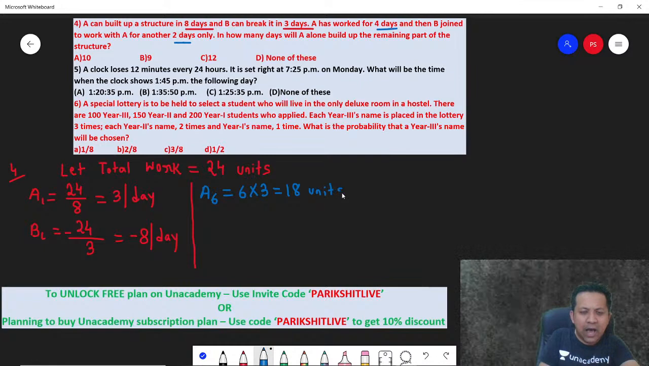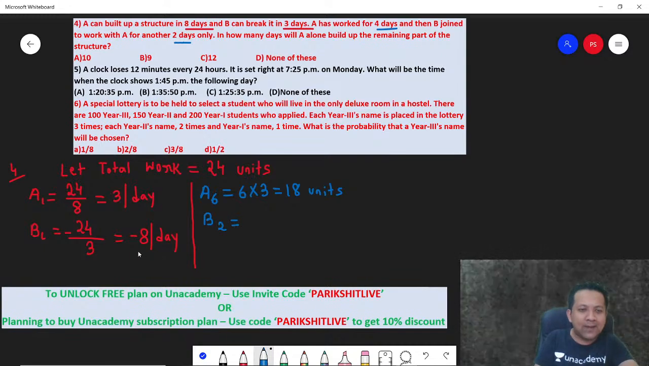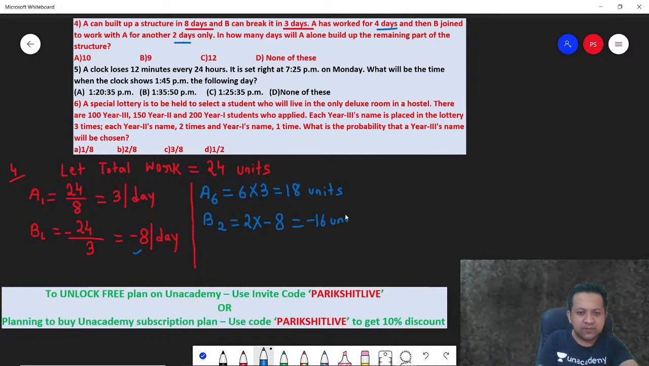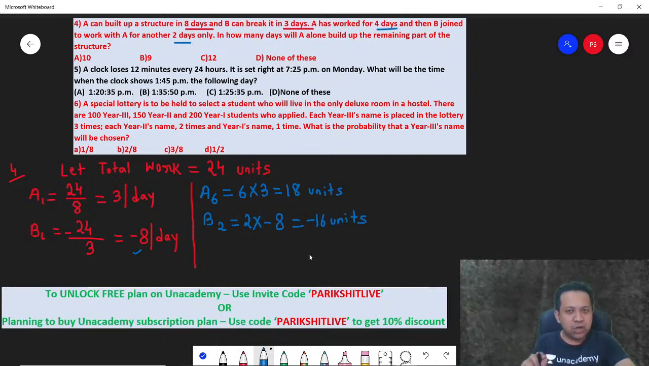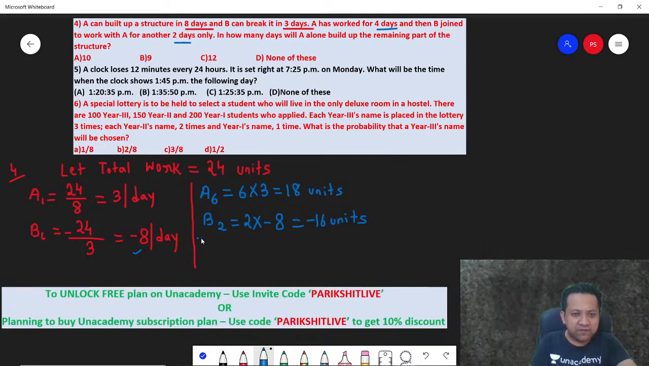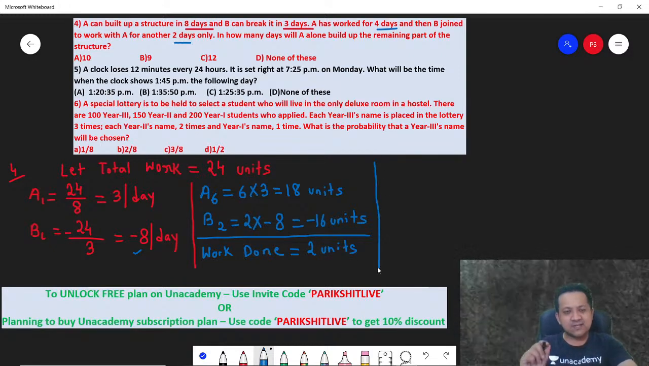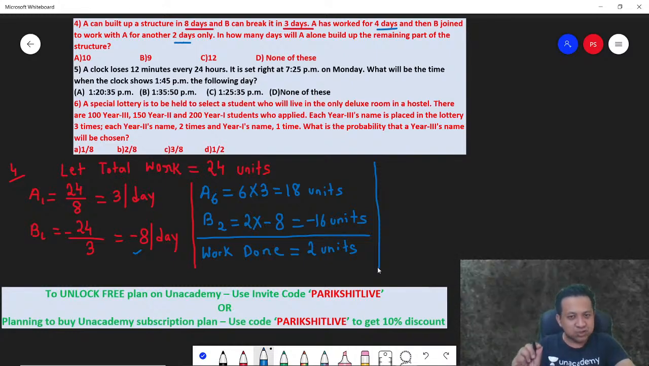18 units. How much work does B do? B works only for 2 days. So remember, 1 day, B breaks 8 units. So in 2 days, B would have broken 2 into minus 8, so minus 16 units. So at the end of 6 days, total work done is 18 minus 16, 2 units. Correct? At the end of 6 days, total work done is just 2 units.